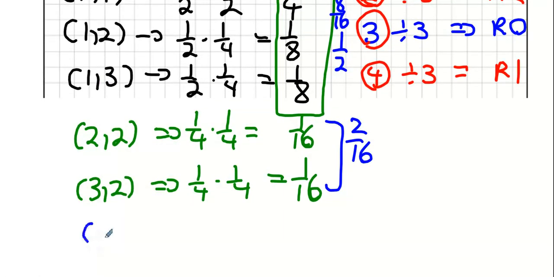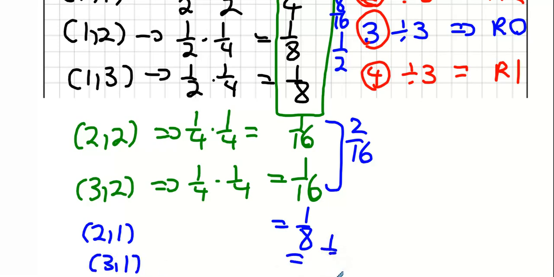2 followed by 1 will also be an eighth, won't it? It's the same stuff, isn't it? Just opposite order. What about 3 followed by 1? It's also going to be an eighth. And then I've got to do the opposite of this one, which is.